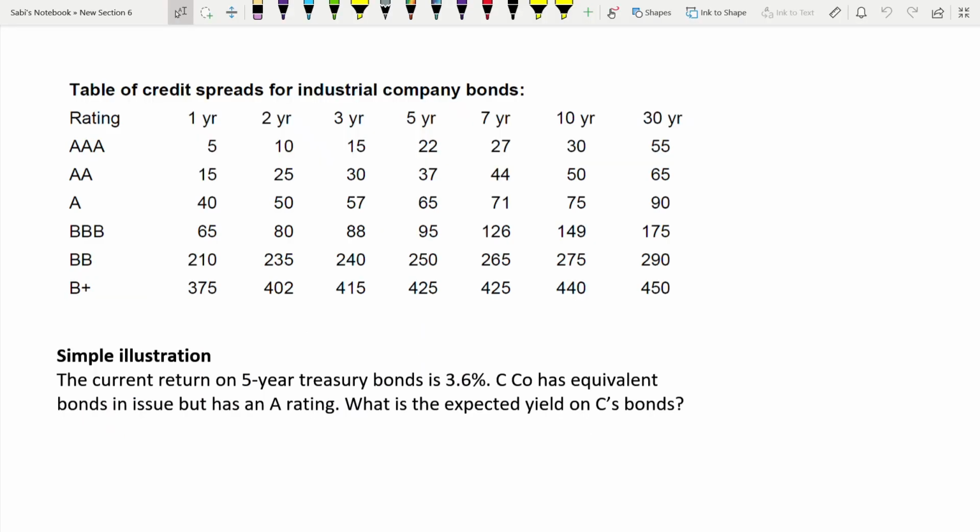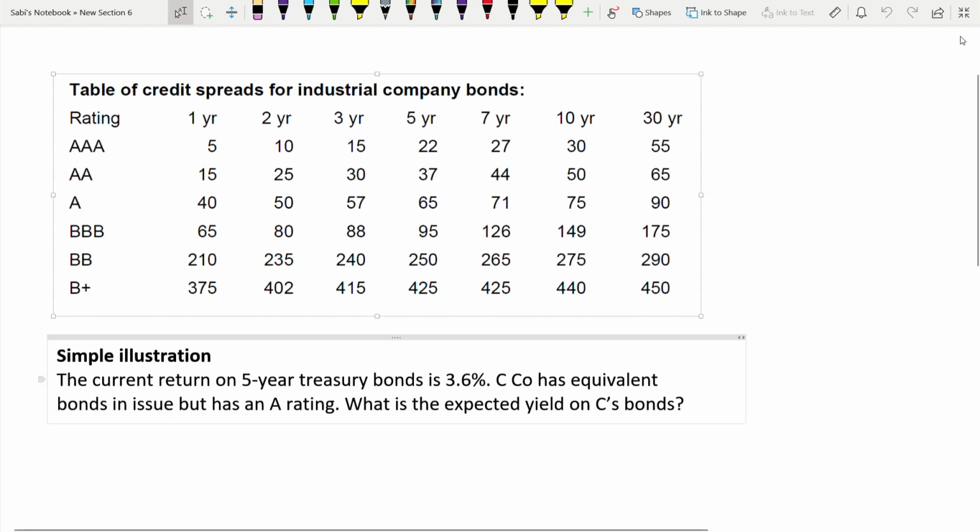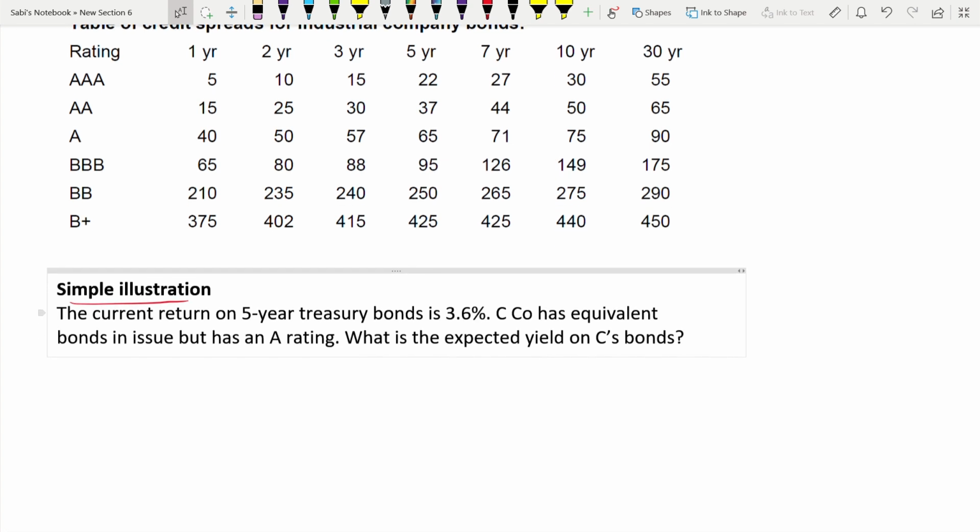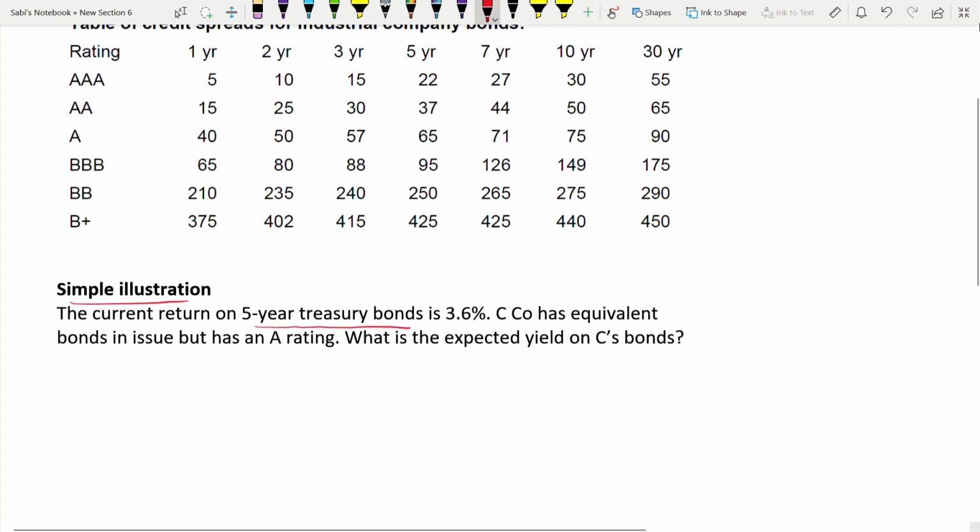We are going to do this question where you have been given the credit spread. We have two questions. One is known as simple illustration. The other one is advanced illustration. In the simple illustration, you have been given the 5-year treasury bond. The return is 3.6%. You have been given that C company has an equivalent bond in issue with an A rating. What is the expected yield on C's bond?